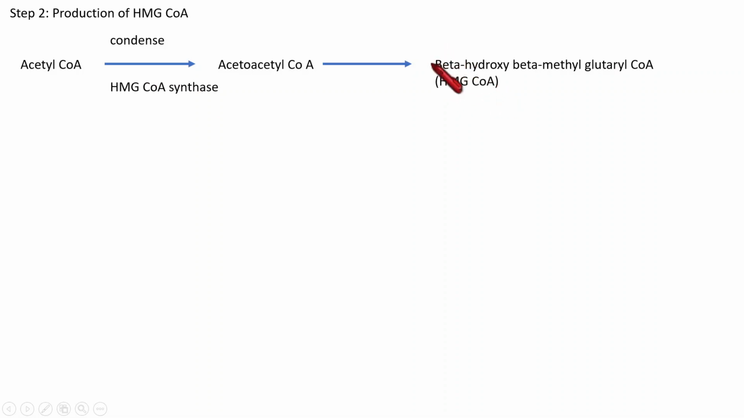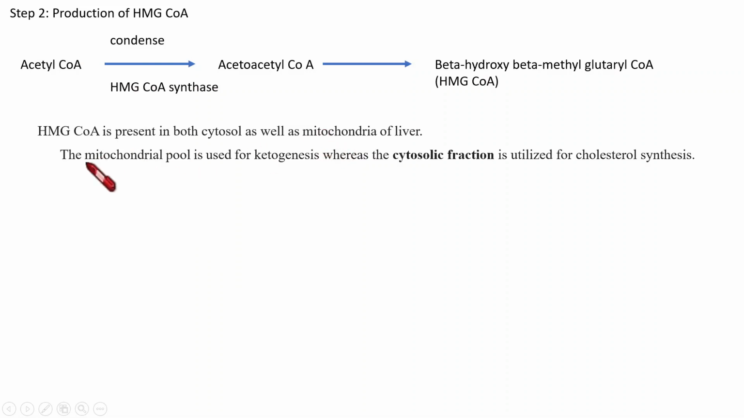And along with that, we specify the position: beta hydroxy. In the beta position, a hydroxyl group, and in the same beta position, a methyl group. So it is beta-hydroxy-beta-methylglutaryl-CoA that is forming. And these two steps, the first and second, are also present in the pathway of ketogenesis. So these two steps are common between cholesterol biosynthesis and ketogenesis.